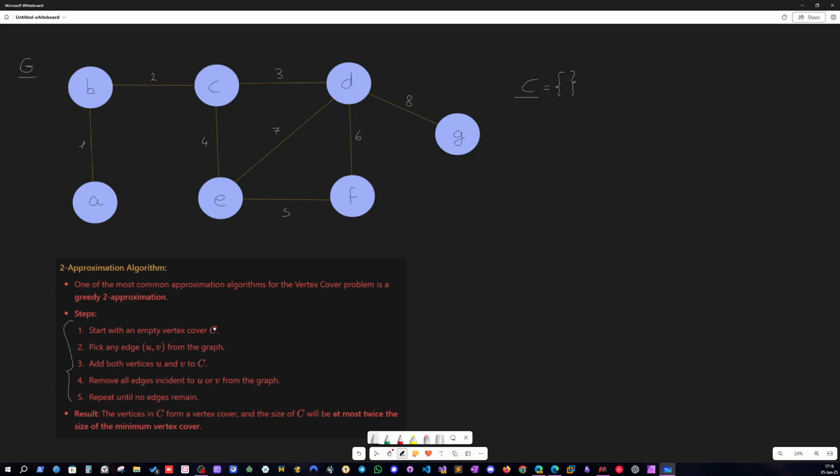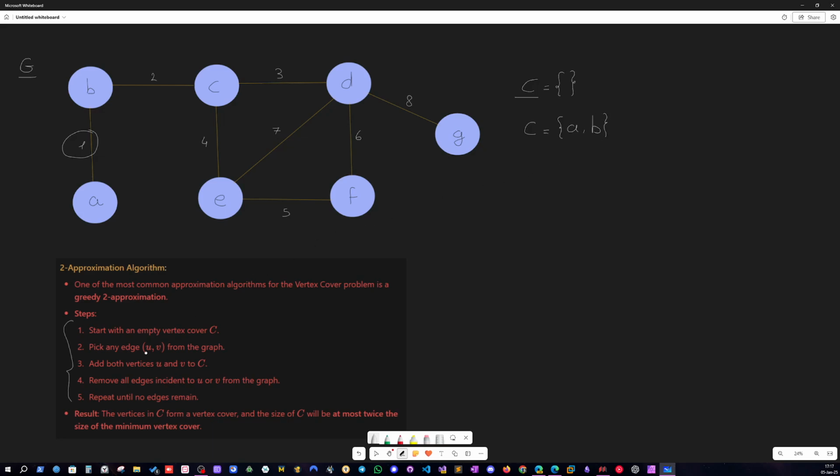So start with an empty vertex cover C, and we have it here on the right. Pick any edge UV from the graph randomly. So let's pick one. Suppose the edge 1 that is between A and B. Let's pick that, and we can add it to C. So C will contain now the vertices that this edge touches. The vertices are also called endpoints. So if we take randomly this edge one, the endpoints that this edge touches are A and B. So pick any edge UV from the graph randomly. Add both vertices U and V to C. So we add A and B to C.